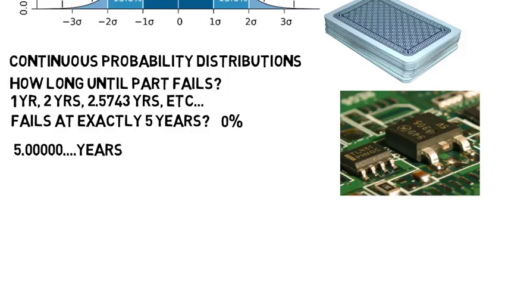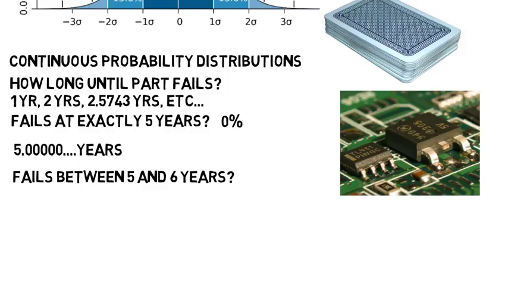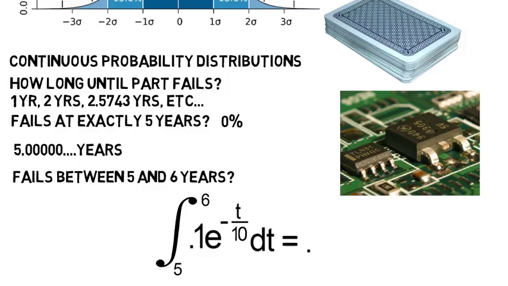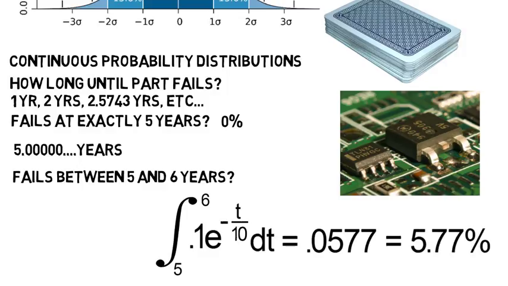That's just too exact. So we look at ranges instead, like what's the chance it fails between 5 and 6 years? To solve this, they would give you something known as a probability density function, and for this example, it would just involve finding the area under the curve between 5 and 6. This would yield a decimal answer less than 1, and we turn that into a percent to give us our answer. Or they could flip this and ask how many years until there's a 50% chance the part will fail.